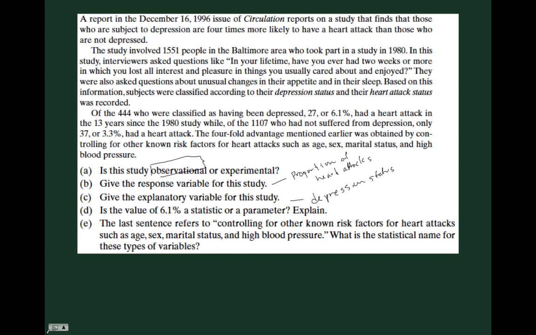Now, in Chapter 2, we discussed the difference between a statistic and a parameter. A parameter is a value that's obtained from the entire population, and a statistic actually comes from a sample. So since this percentage comes from a sample, it would be a statistic. The last sentence refers to controlling for other known risk factors for heart attacks, such as age, sex, marital status, and high blood pressure. These types of variables are called confounding variables.